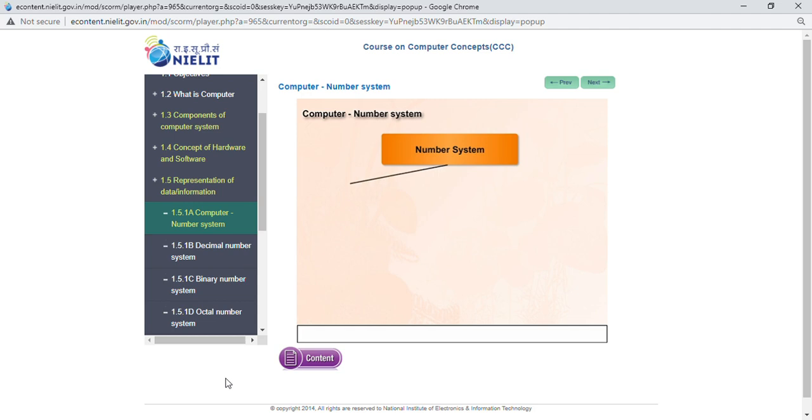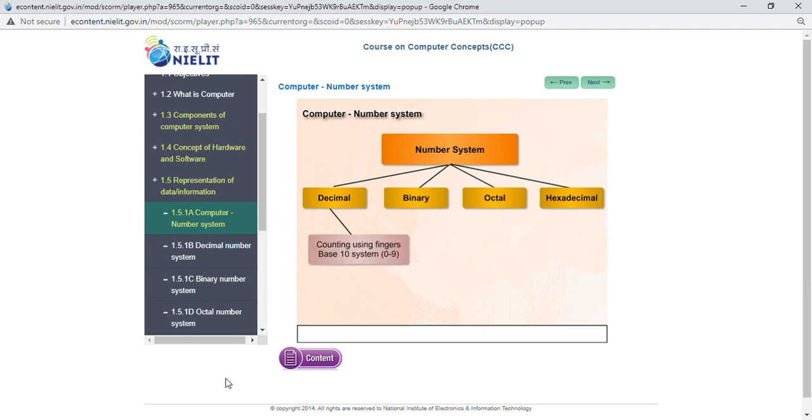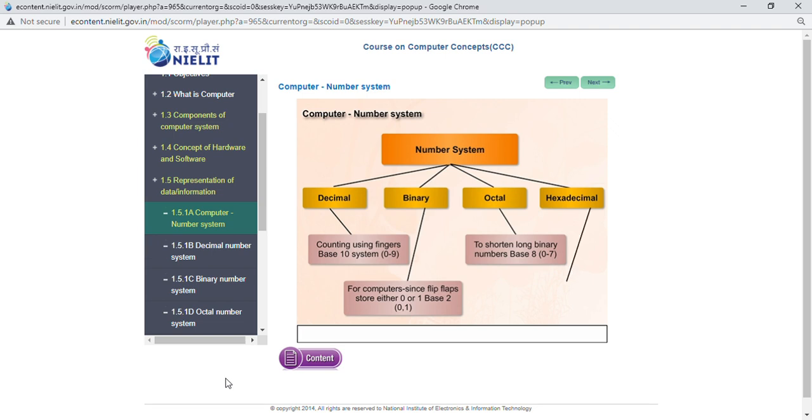Number systems: decimal, binary, octal, hexadecimal. Counting using fingers is the base 10 system, 0 to 9. To shorten long binary numbers, base 8, 0 to 7. For computers, since flip-flops store either 0 or 1, base 2, of 0, 1. Since data is stored in bytes, base 16, 0 to 9, A to F.